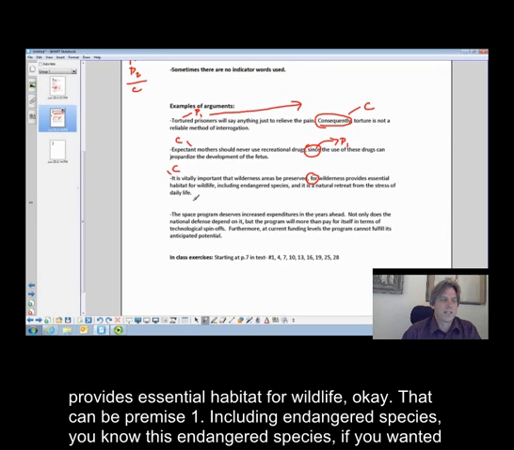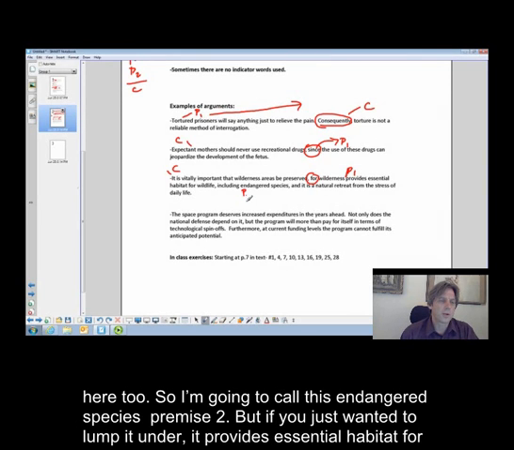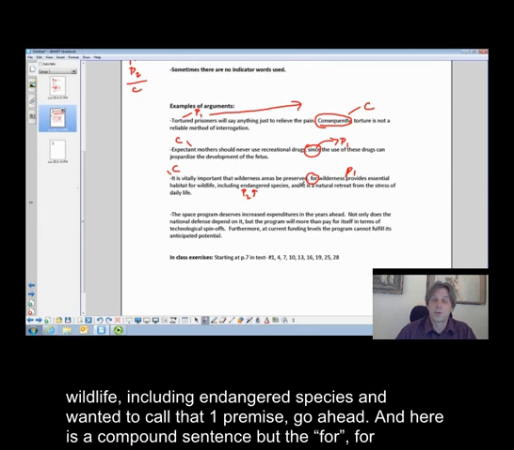Wilderness provides essential habitat for wildlife. Okay, that could be premise 1. Including endangered species. Now you could, this endangered species, if you wanted to call the whole thing premise 1, fine. But if I was going to argue I wanted to preserve this area, I'd also say, there are endangered species here too. So I'm going to call this endangered species premise 2. But if you just wanted to lump it under it provides essential habitat for wildlife, including endangered species, and wanted to call that one premise, go ahead.